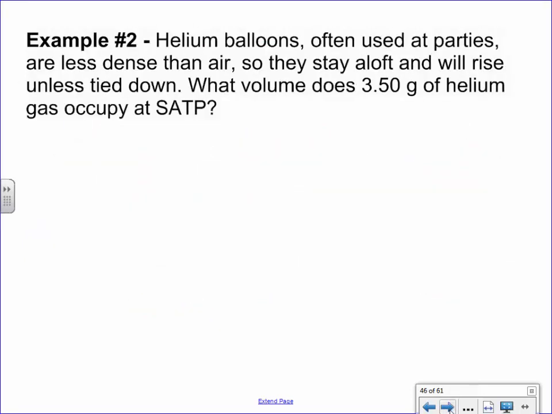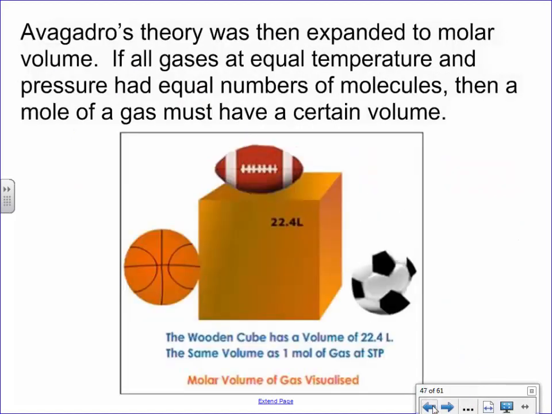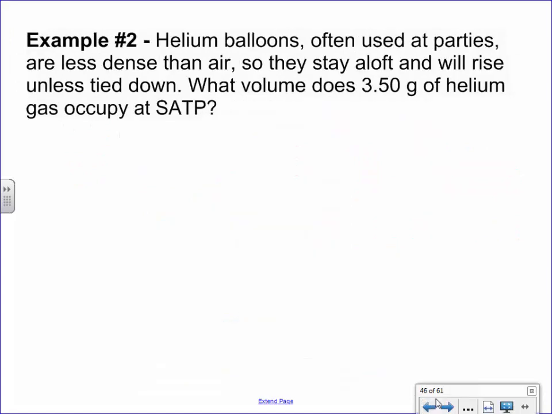So, let me try some more examples here. Helium gas gets used at a party. It's less dense than air. My question is, could we now try to figure out how much volume 3.5 grams of helium gas would occupy at SATP? Now, I'm actually going to come back and answer this question in a second because you might think this has nothing to do with what we just talked about. So bear with me for a second.